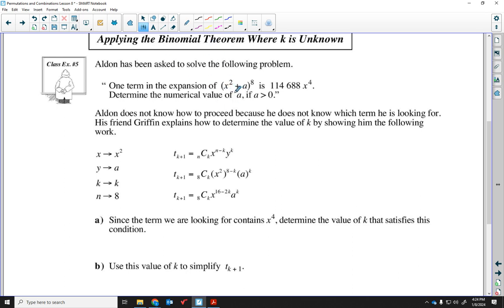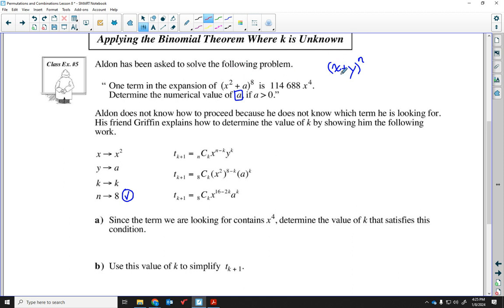Now, what they want us to do is figure out what the numerical value of a is if a is a positive number. That statement where it says a is a positive number might become more relevant once we actually start to calculate it. So let's look at this and see what we're actually doing. Again, you want to write down the binomial in this form, x plus y all to the power of n. So immediately I know what the value of n is. The value of n is equal to 8.